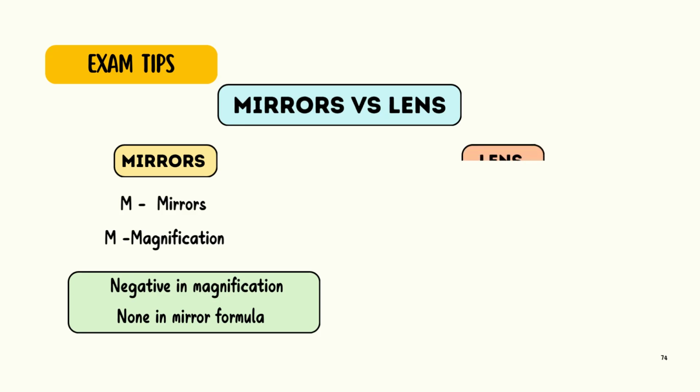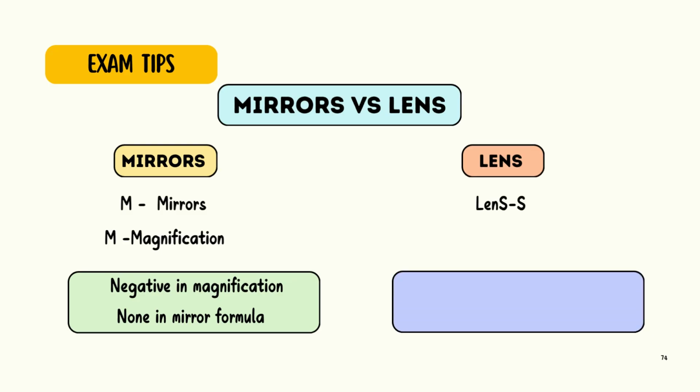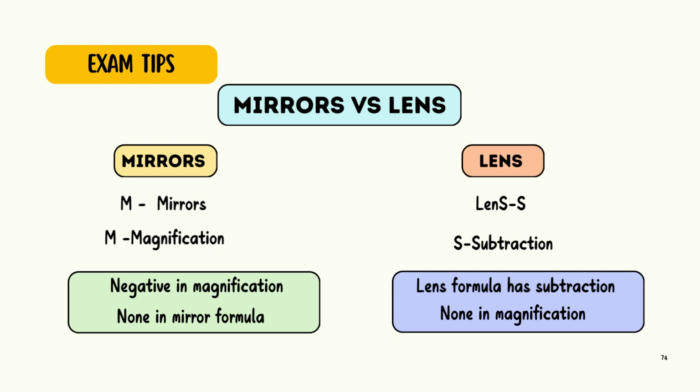And you can remember the lenses in the opposite way by saying lens S for subtraction. So the lens formula has a subtraction. It is 1 by v minus 1 by u. And since you have already put a subtraction here, you don't have to put it in the magnification, which will be v by u. This is how you remember and do not get confused between mirrors and lenses. Use these tricks so that you do not go wrong in your exams.